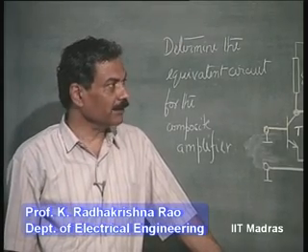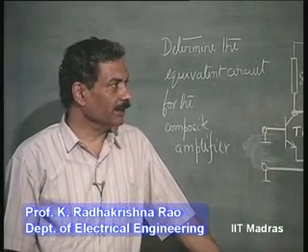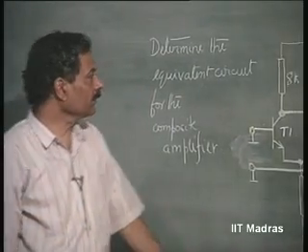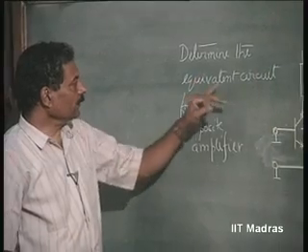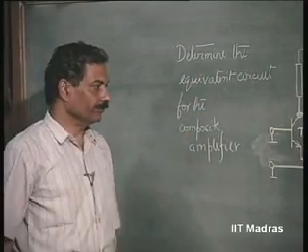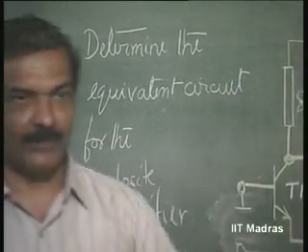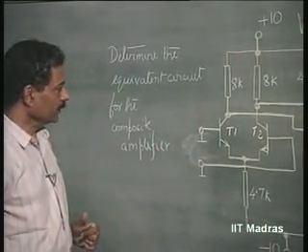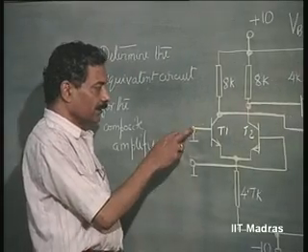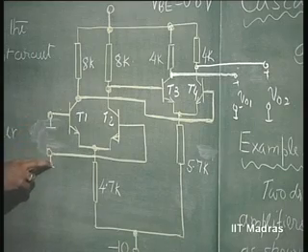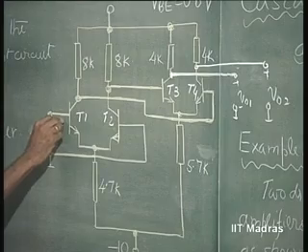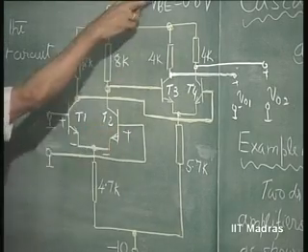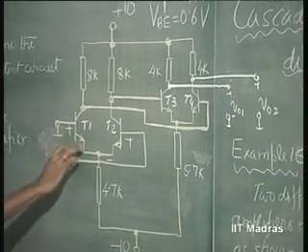So, let us see what the limitations are and what the parameters associated with this differential amplifier are. Determine the equivalent circuit for the composite amplifier. So, I want an equivalent circuit for the composite amplifier. Let us see first the input, these two are connected to ground. If that is the case, the voltage here is assumed to be 0.6 volts.